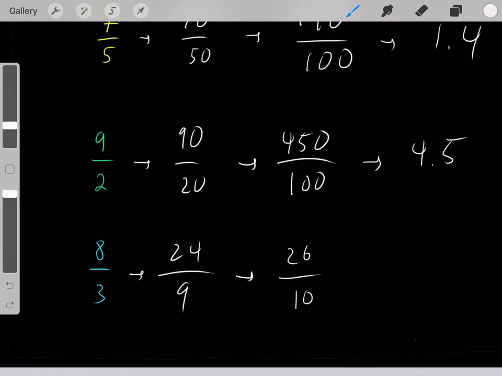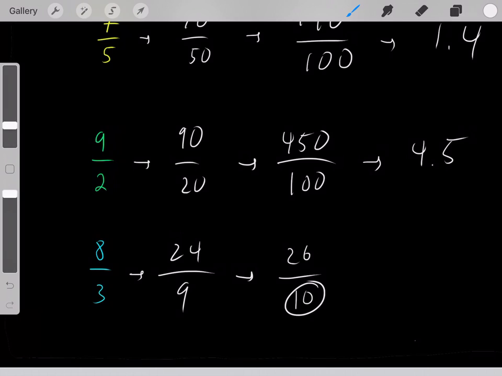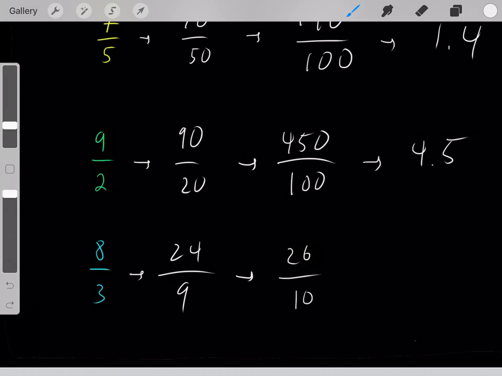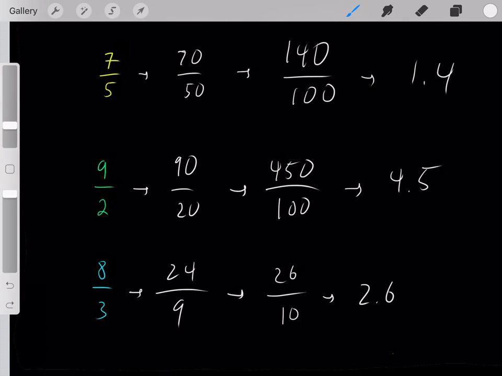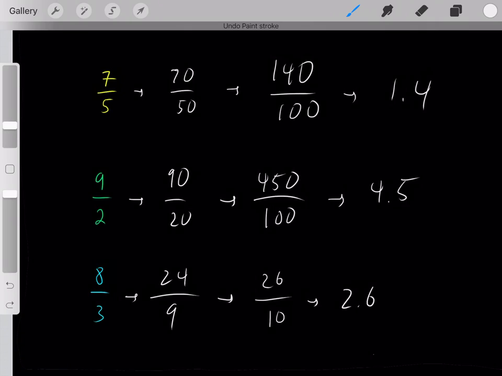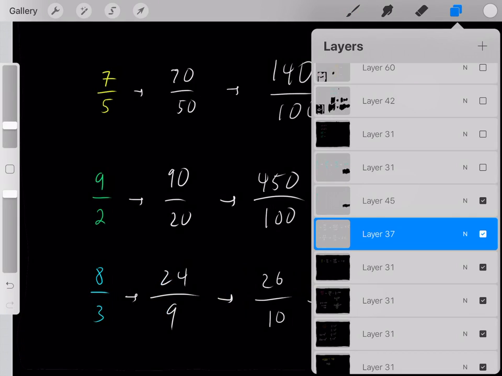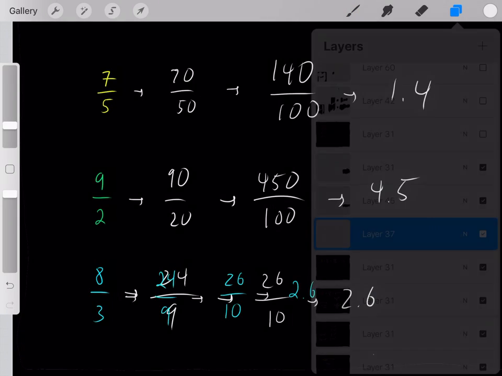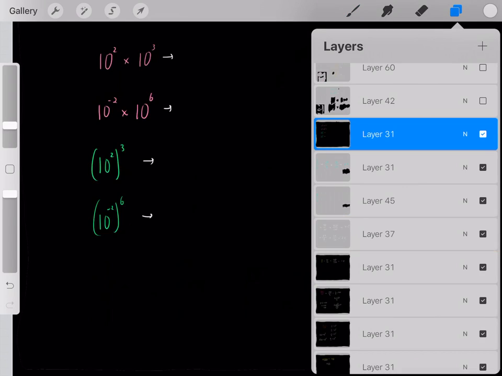So again, the point is, instead of this, we have something that's roughly the same, but now we have a 10 in the denominator. So now we can get rid of 1 magnitude, and we know this is roughly equal to 2.6. So again, pretty straightforward, and with time you'll get better at this.